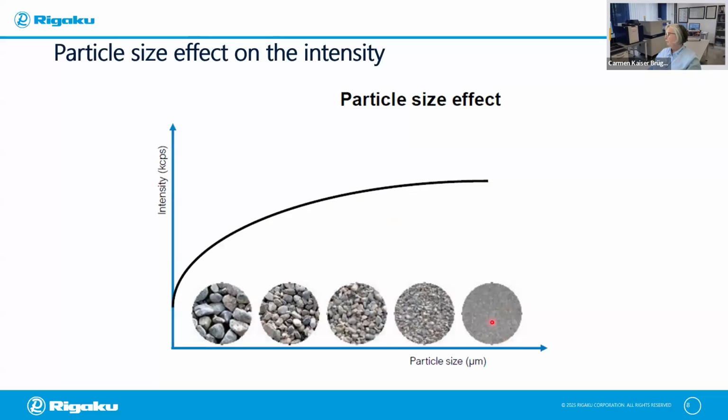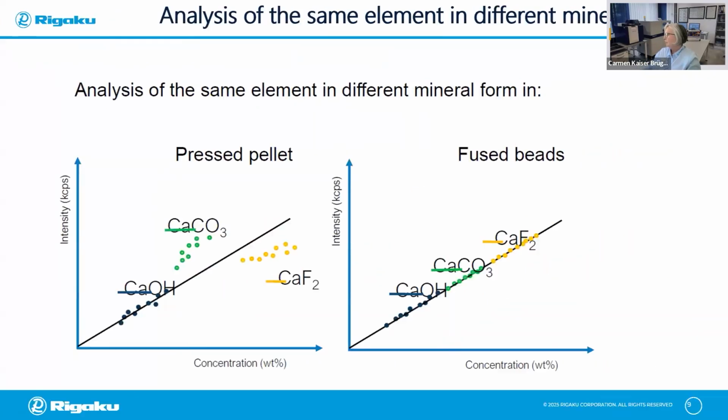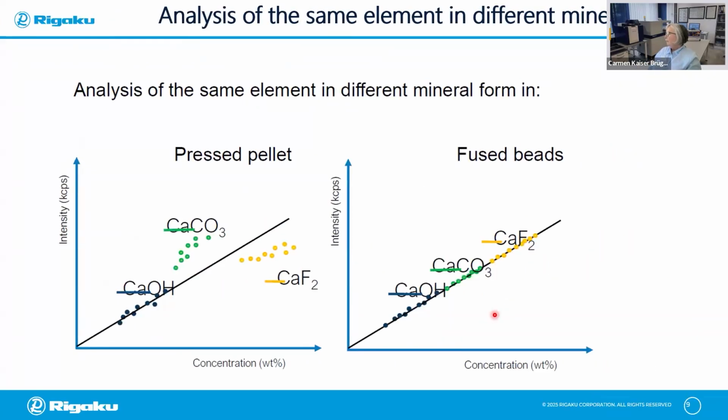So we want to have this finely divided material so that we get a consistent signal for the determination of, for example, fluorine or boron. Yes. What other impacts do we have from a pressed powder?